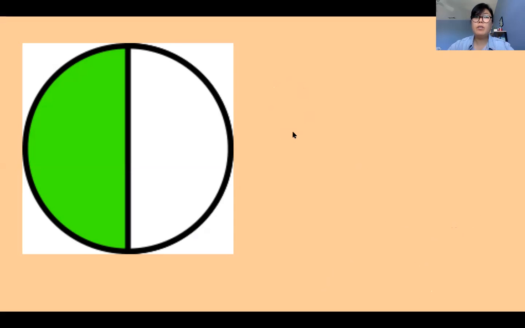The first thing you do is you need to write the denominator. We have 2 equal parts. Then we're going to put a line. 2 equal parts would represent the whole of the object. Now, what is the part? What part is shaded?